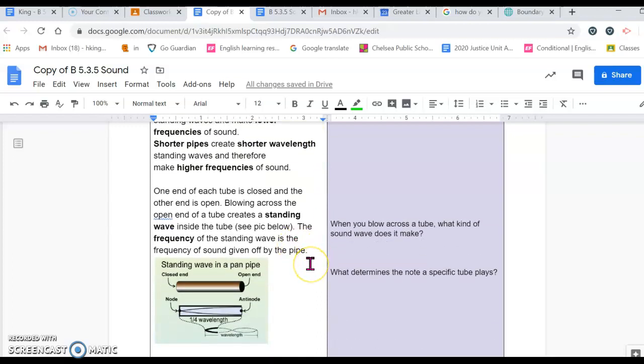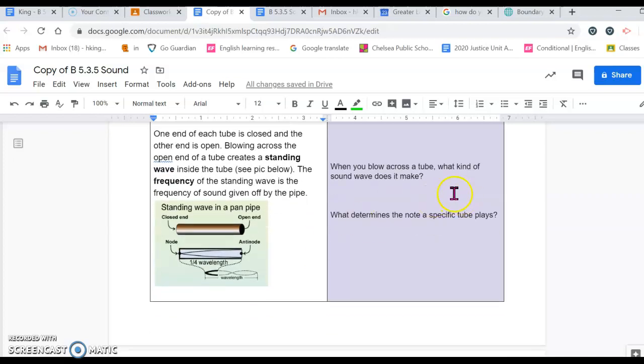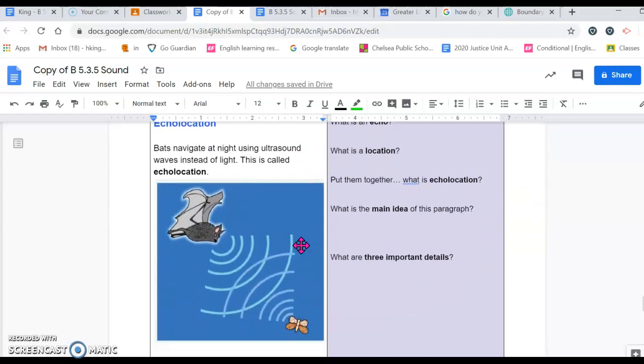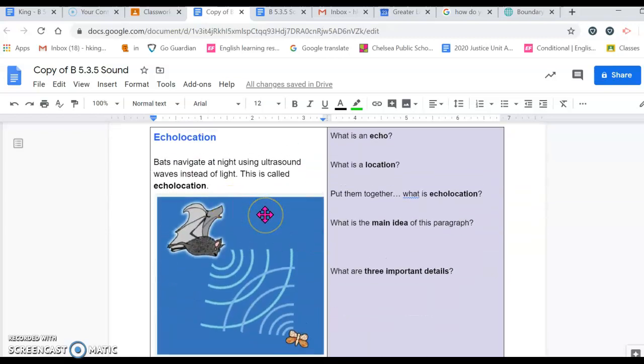One end of the tube is closed and the other end is open. Blowing across the open end of a tube creates a standing wave inside the tube. The frequency of a standing wave is the frequency of sound given off by the pipe. When you blow across a tube, what kind of sound wave does it make? What determines the note a specific tube plays? Ooh, interesting question. Okay. All right, echolocation.